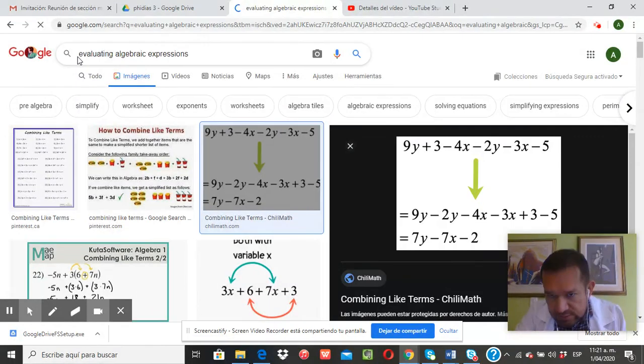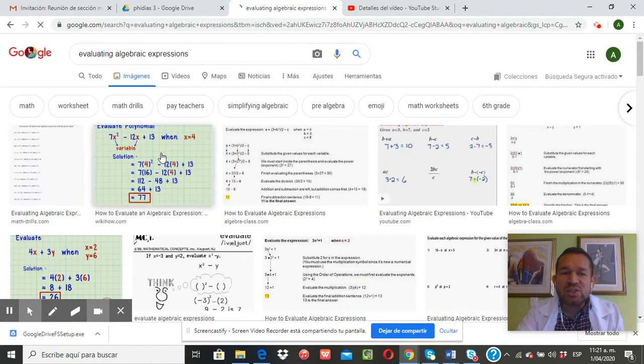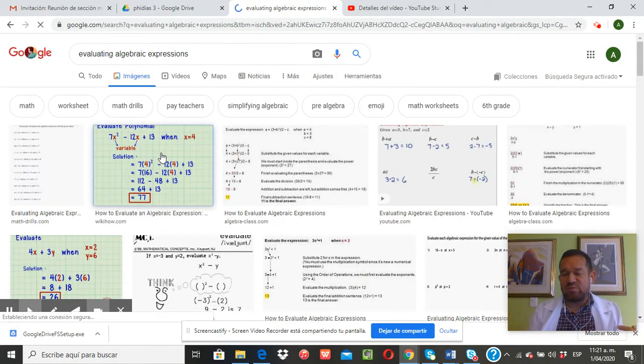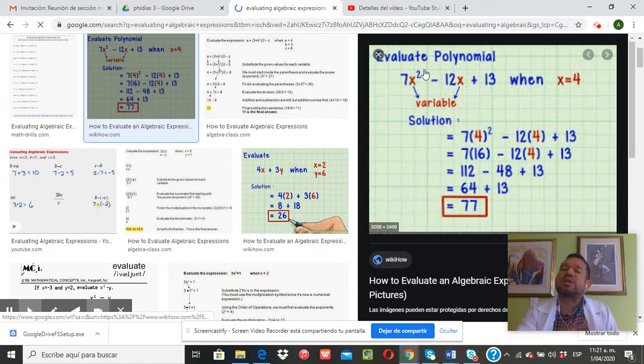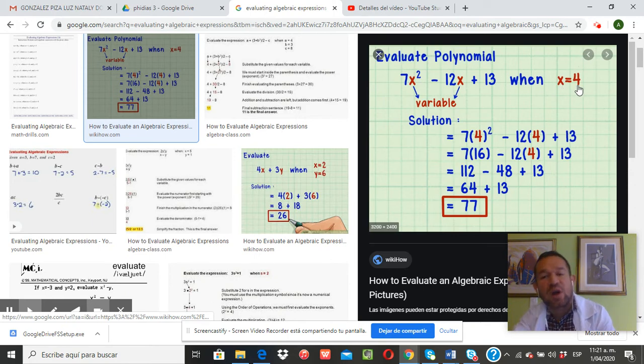To evaluate expressions, we need to replace the variable. Please remember we studied this in class. Look, I have this expression, for example, 7x squared minus 12x plus 13. 1, 2, 3 terms, so this is a trinomial. The degree is 2, so it is a quadratic trinomial. But I have the value of x. The value is 4. So what can I do?